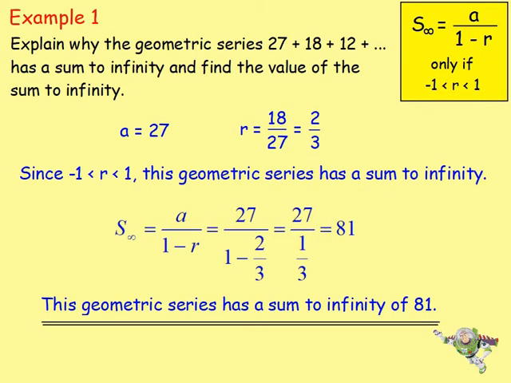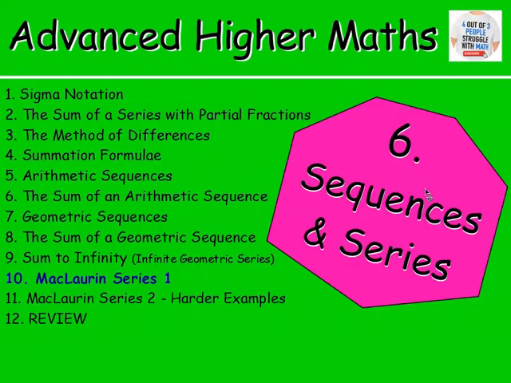So this one here asks: explain why the geometric series 27 plus 18 plus 12 plus and so on has a sum to infinity, and find its value. Well, a is your first term, that's 27. To work out the common ratio, take a term and divide it by the previous term. So 18 divided by 27 works out to be 2/3 if you simplify it. r is 2/3, that's between -1 and 1, so the geometric series will have a sum to infinity, and you can work it out using that formula. Sum to infinity equals a over 1 take away r, which is 27 over 1 take away 2/3. That works out to be 81, so that will be your sum to infinity.